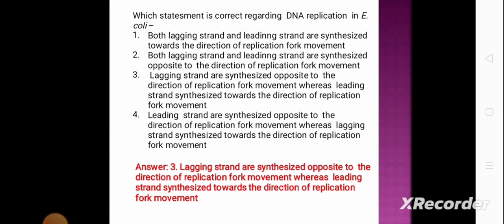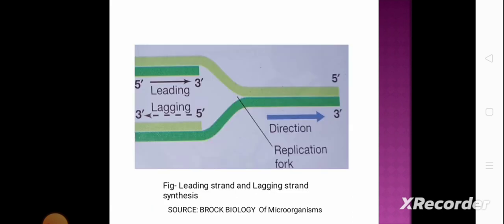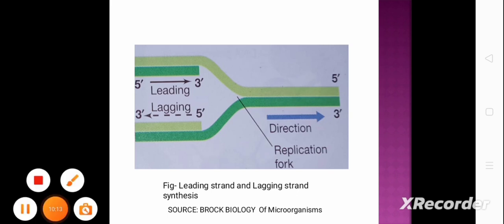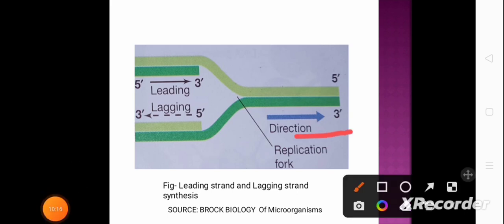Another important point regarding the lagging strand and leading strand synthesis is that leading strand is synthesized continuously, whereas lagging strands are synthesized discontinuously. Here in the image it is seen that this is the direction of replication fork movement, and this is the leading strand, this is the lagging strand. The leading strand is synthesized in the 5' to 3' direction in a continuous fashion, whereas the lagging strand is synthesized in the 5' to 3' direction in a discontinuous fashion.